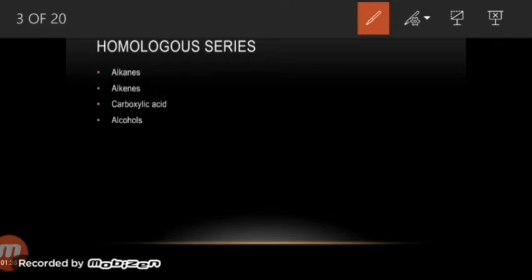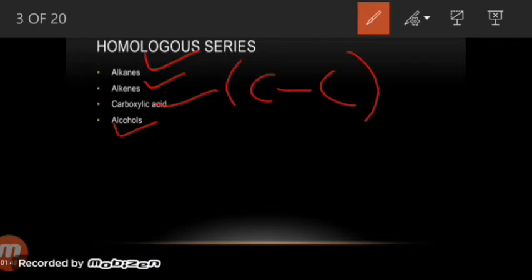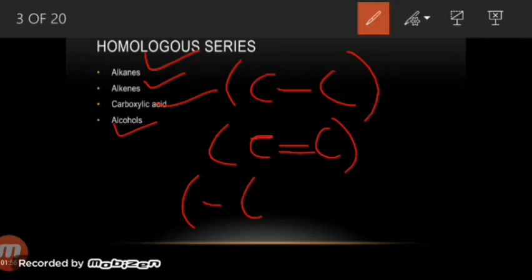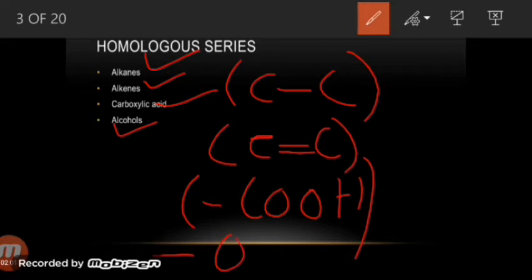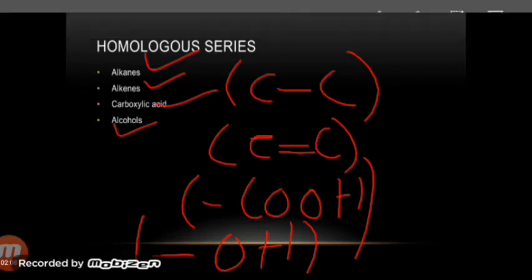Mainly we are going to cover 4 homologous series here in O levels. These 4 homologous series are alkanes, alkenes, carboxylic acids and alcohols. Alkanes have a carbon-to-carbon single bond, whereas alkenes have a carbon-to-carbon double bond. Carboxylic acids possess the carboxylic acid functional group, and alcohols have the hydroxyl or OH functional group. So these are the functional groups present in these 4 distinctive homologous series.